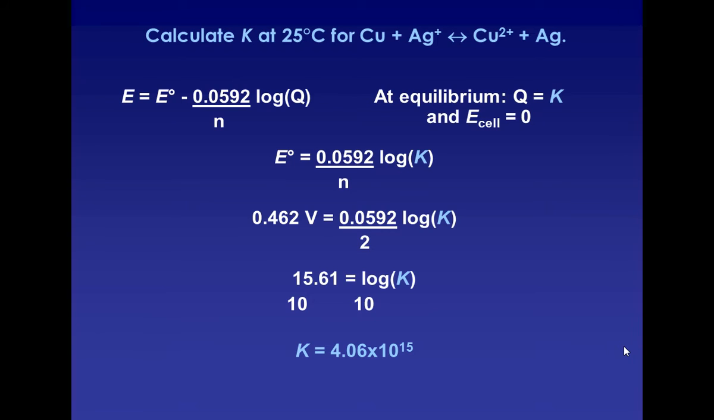It is not a measured value. Our cell potential was very, very positive. So because it was very positive, we know that the reaction is moving from the reactants to the products. So we would expect our K to be quite large, and indeed it was.